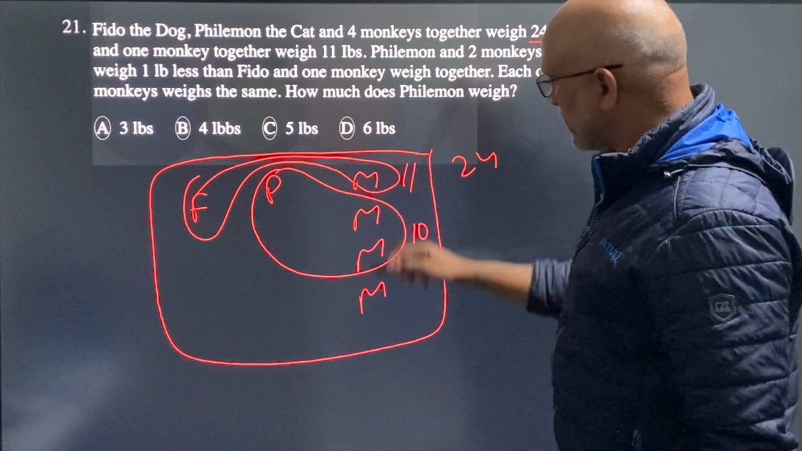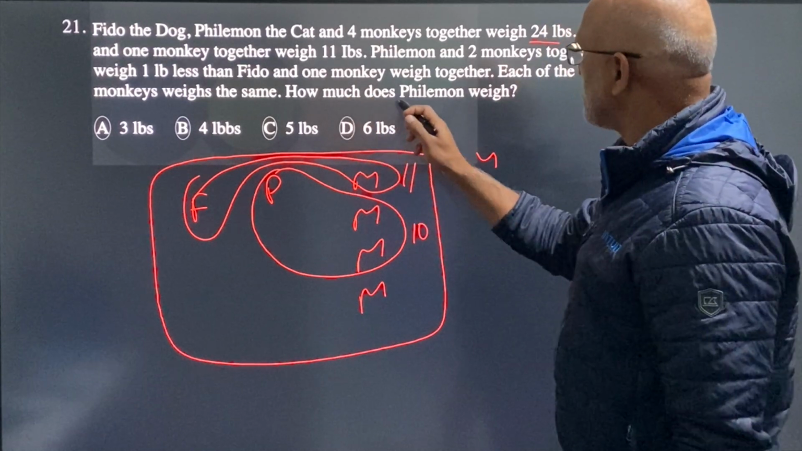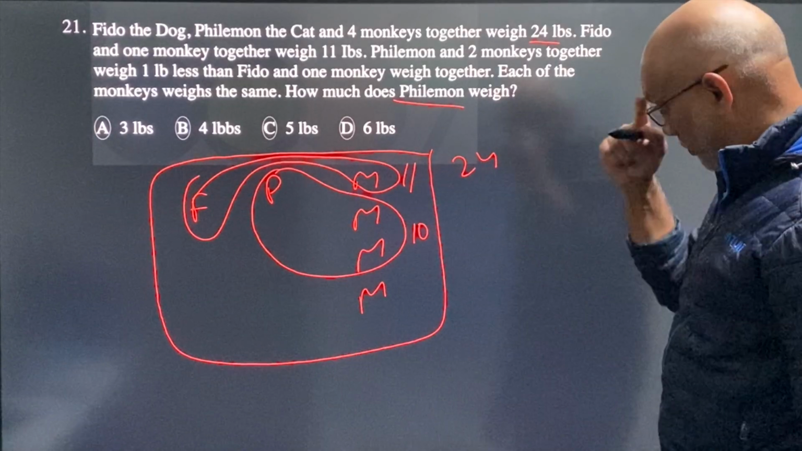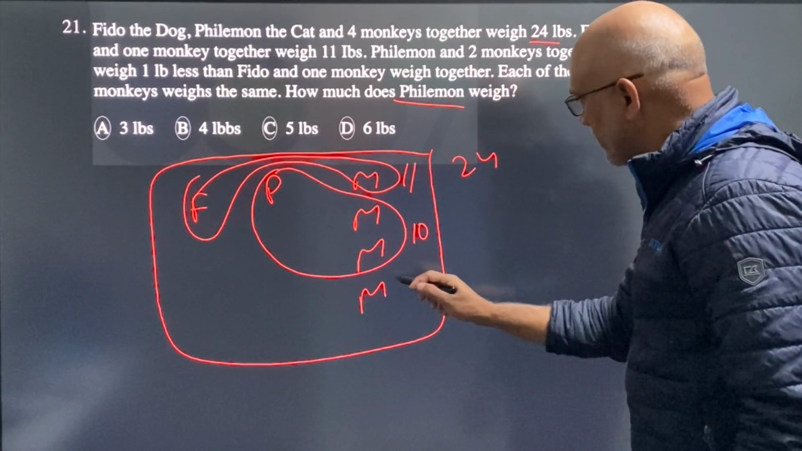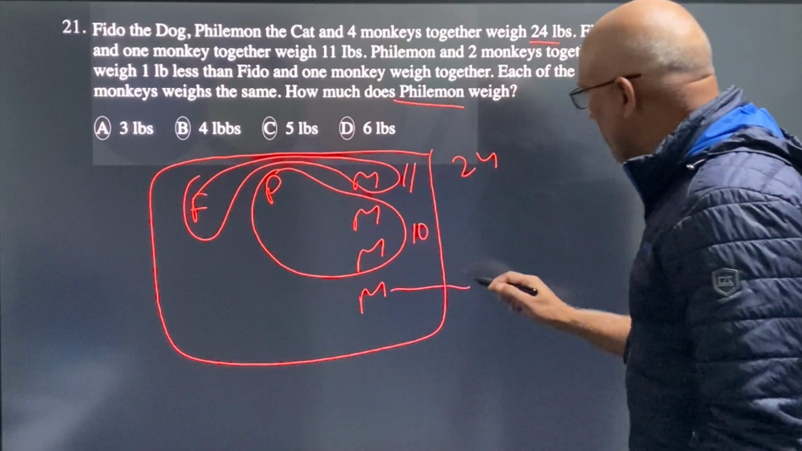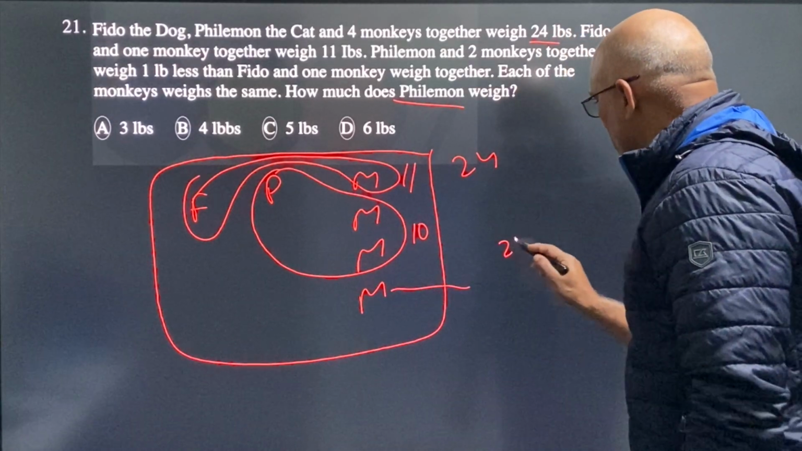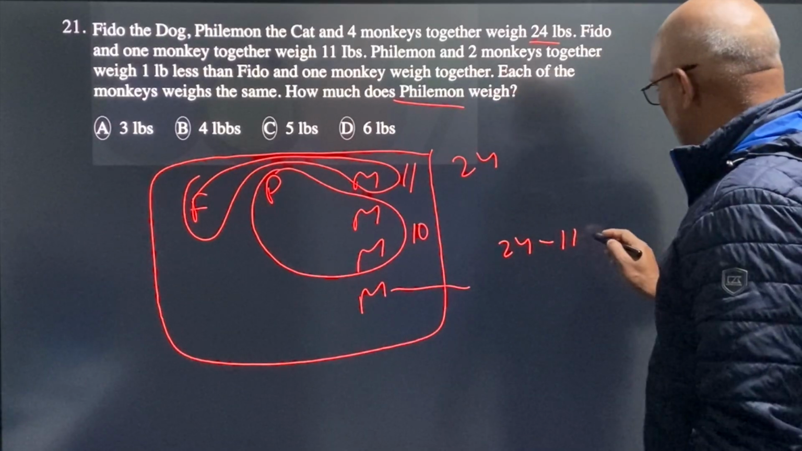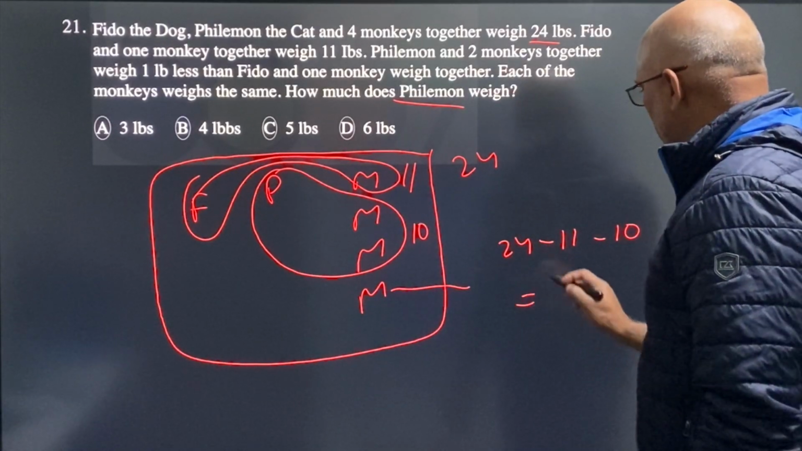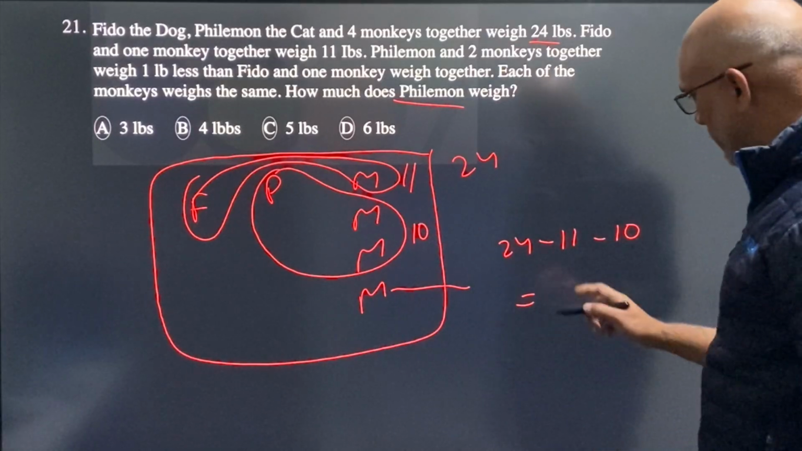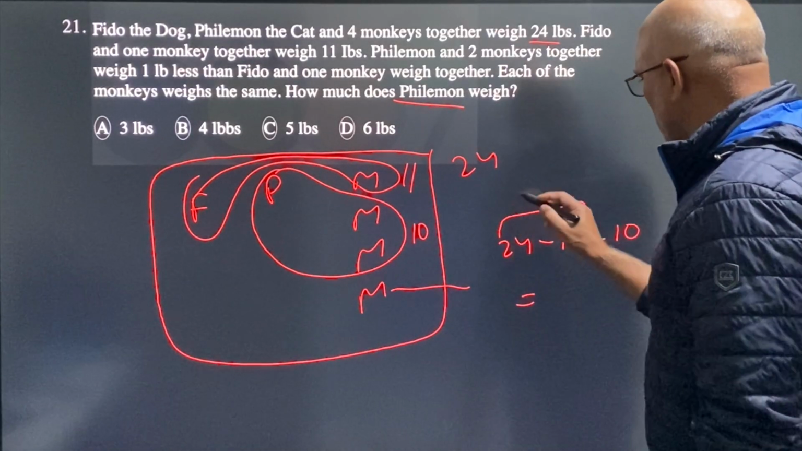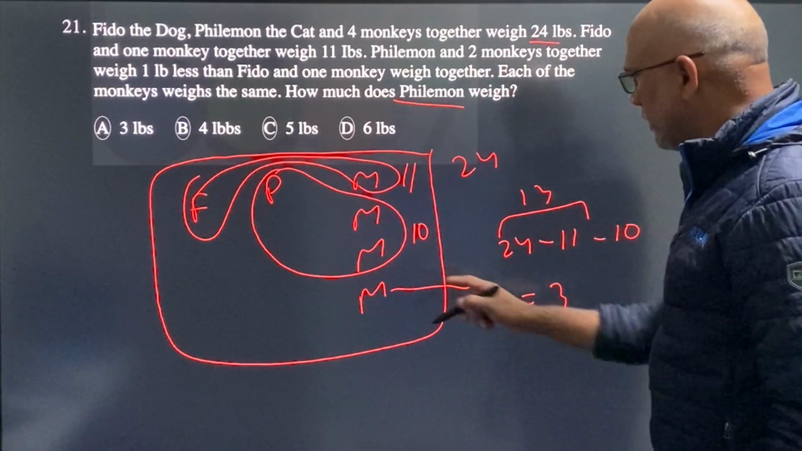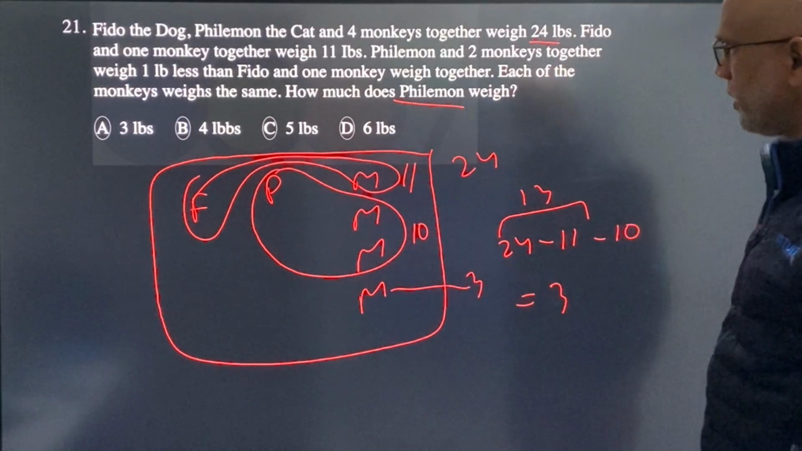Each of the monkeys weighs the same. We have just assumed it. How much does Philemon weigh? So what is the weight of this? From here, we can see the remaining monkey is going to be 24 minus 11 minus 10. So 24 minus 11 is 13, minus 10 is going to be 3, right? So a monkey is 3 pounds.